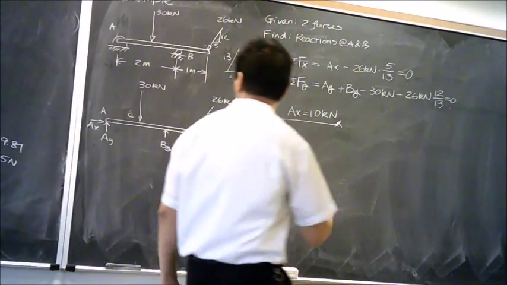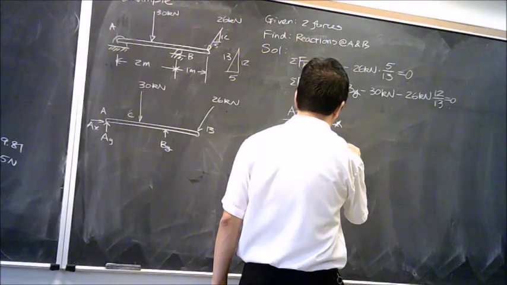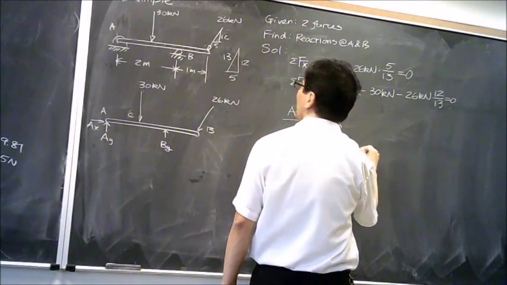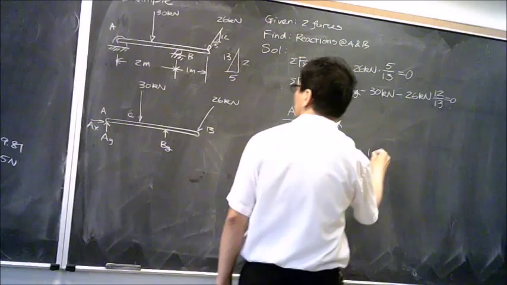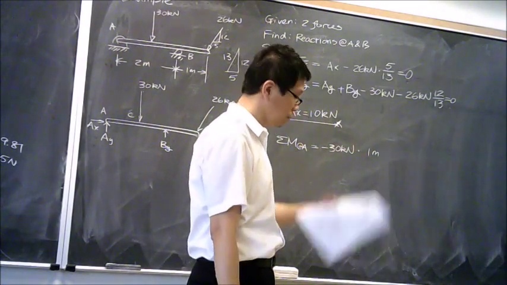Okay. But anyway, in this case, we're going to have 30 kilonewton multiplied by 1 meter clockwise, so it's going to be negative.